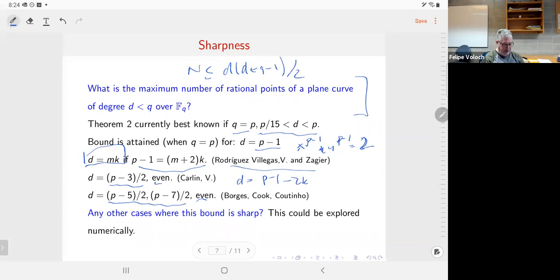The degree has to be even because otherwise the right-hand side of the inequality is not an integer, so you improve a little bit, right? So if you really want equality on this bound without rounding to the nearest integer, you're going to have to take the even. So those are the only examples I know of equality in the bound, and I suspect there should be many more, but I have no idea. So any other cases where this bound is shown?